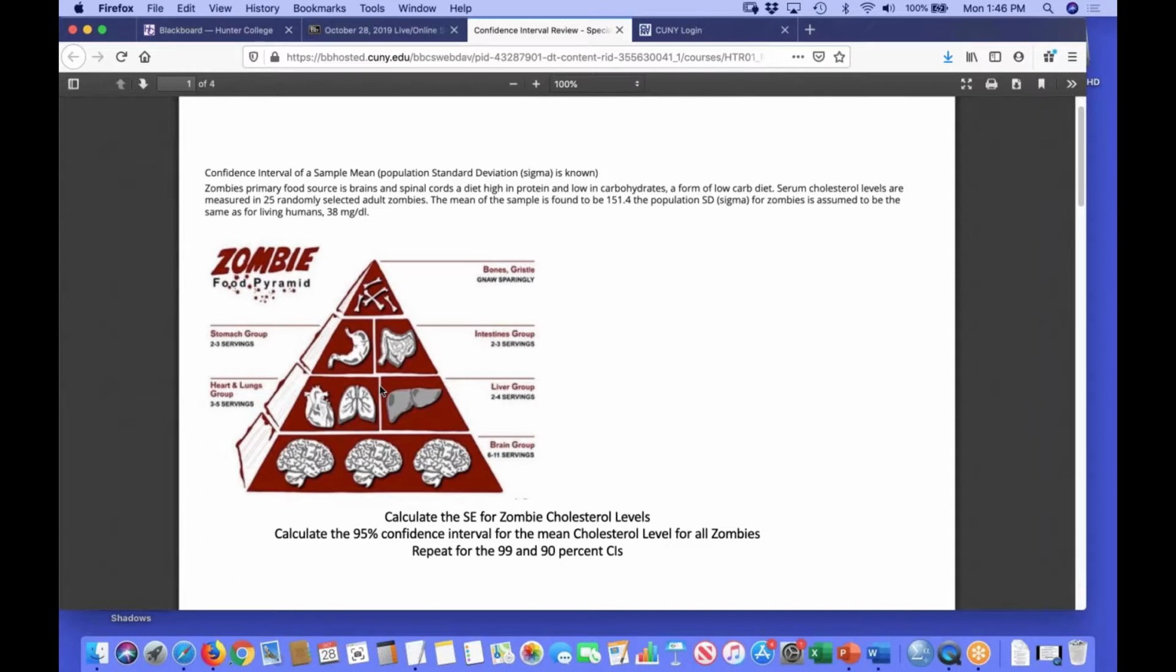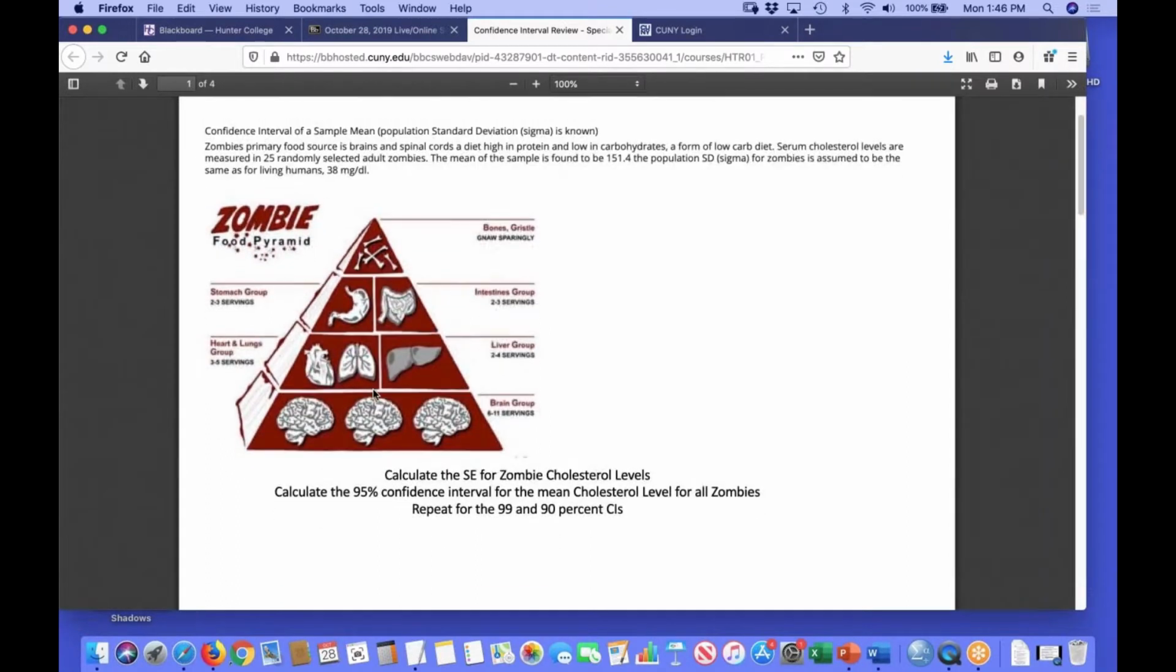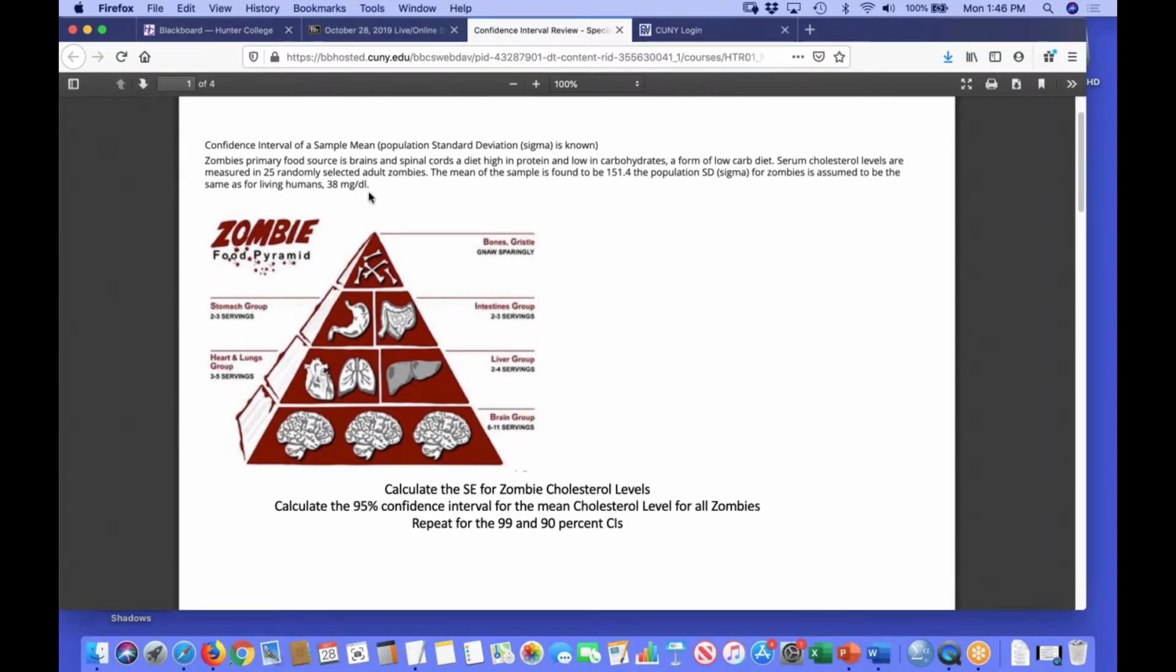So here's a zombie food pyramid. Now, a lot of you are nutritionists, so you will appreciate that. Zombies, we know, love brains, so that's what they eat the most of. Then they eat livers, heart and lungs, stomachs and intestines, and then bones and gristle. No carbs, though. Their primary food source being brains and spinal cords, it's high in protein, low in carbohydrates, basically a low carb diet. We might be interested in knowing what the serum cholesterol levels of zombies are.